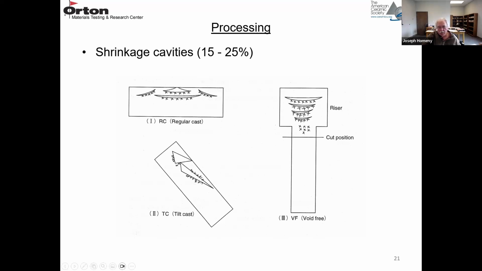And then the third choice here is void free. So you put a riser in the mold, and when you cast it, these shrinkage voids end up in the riser, and then you just cut that off, and then you end up with a solid refractory. So there's various ways to cast the material, but you have to be aware of where these voids are.